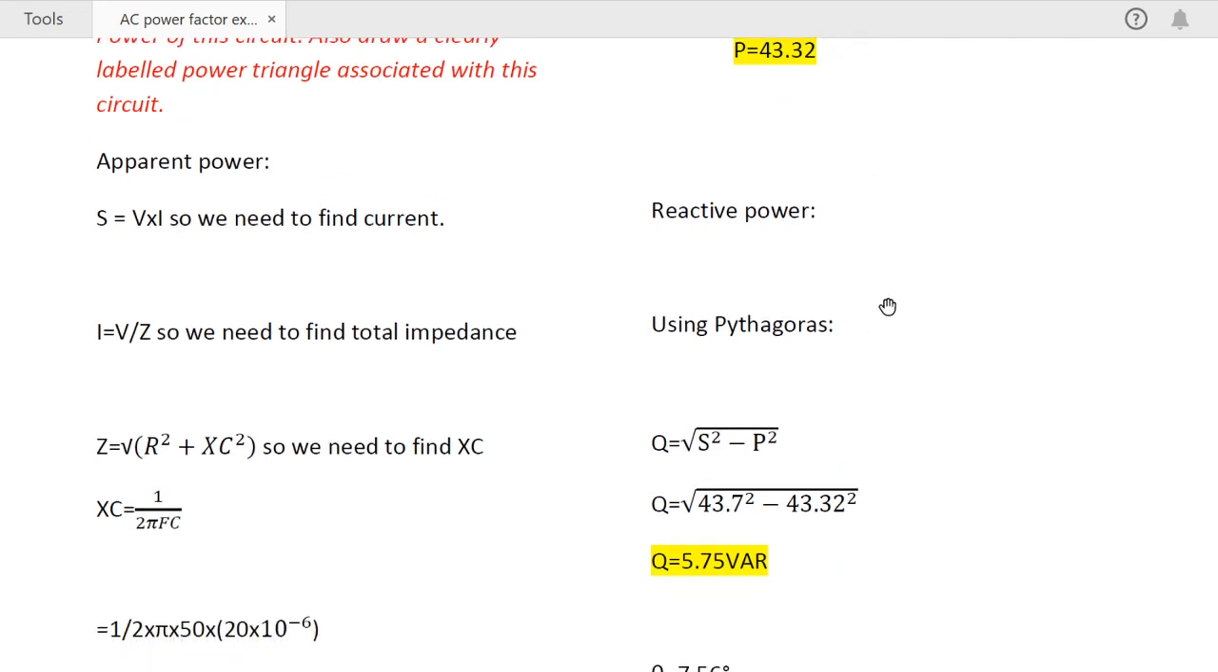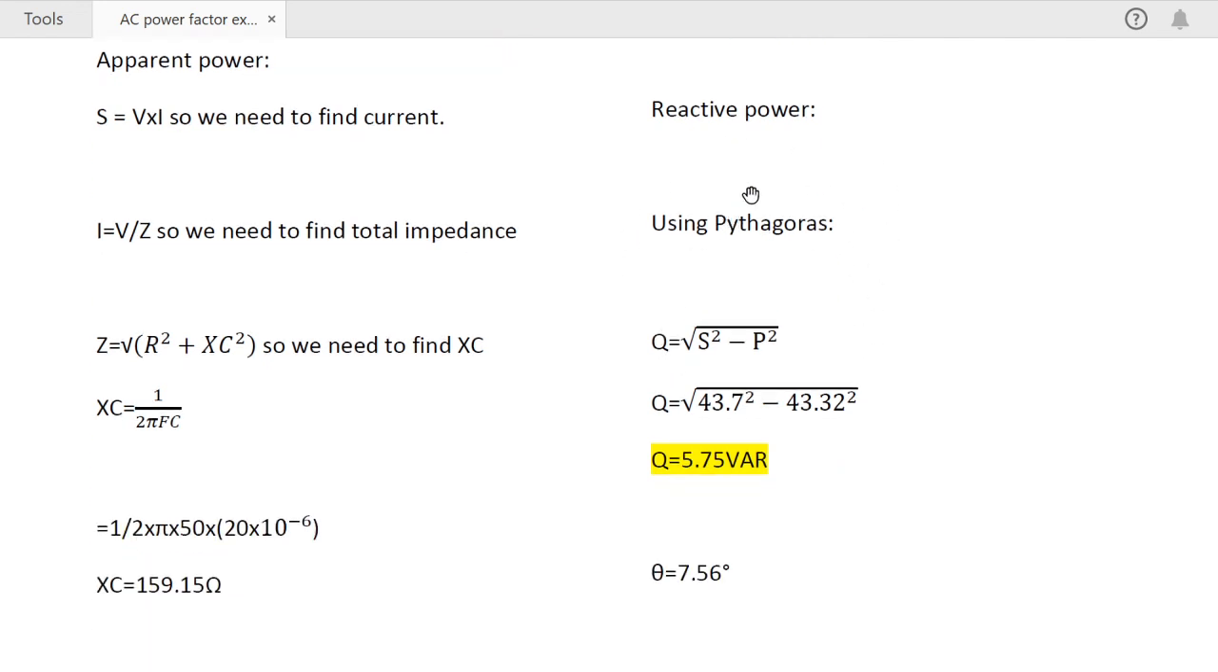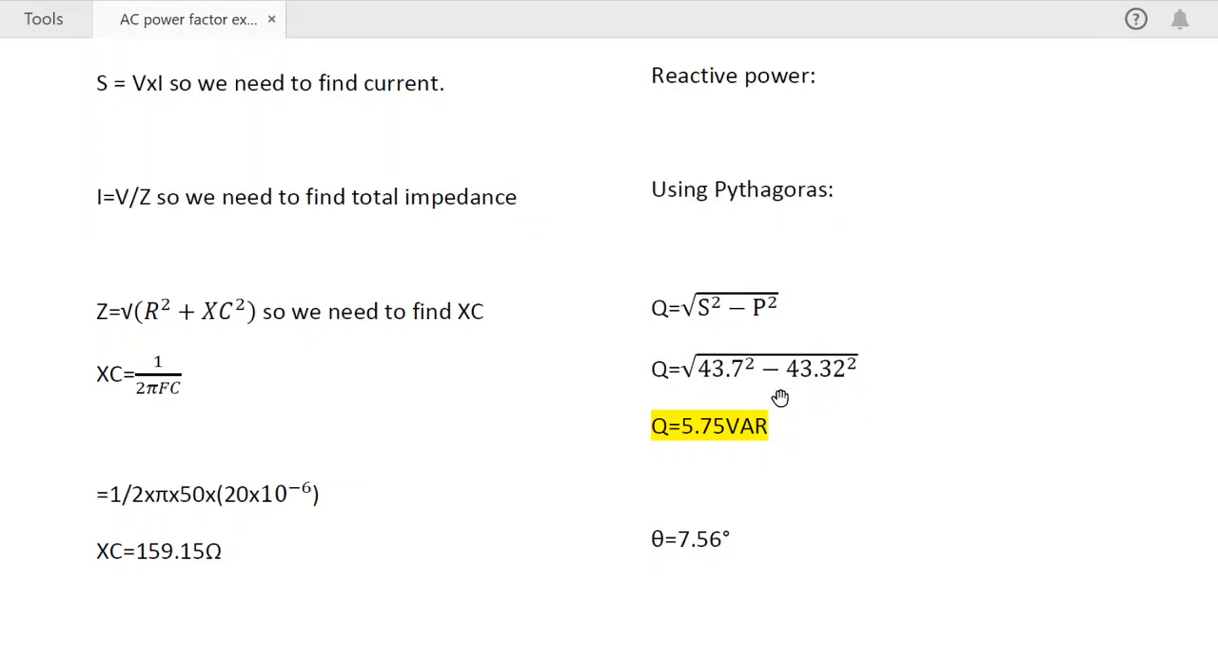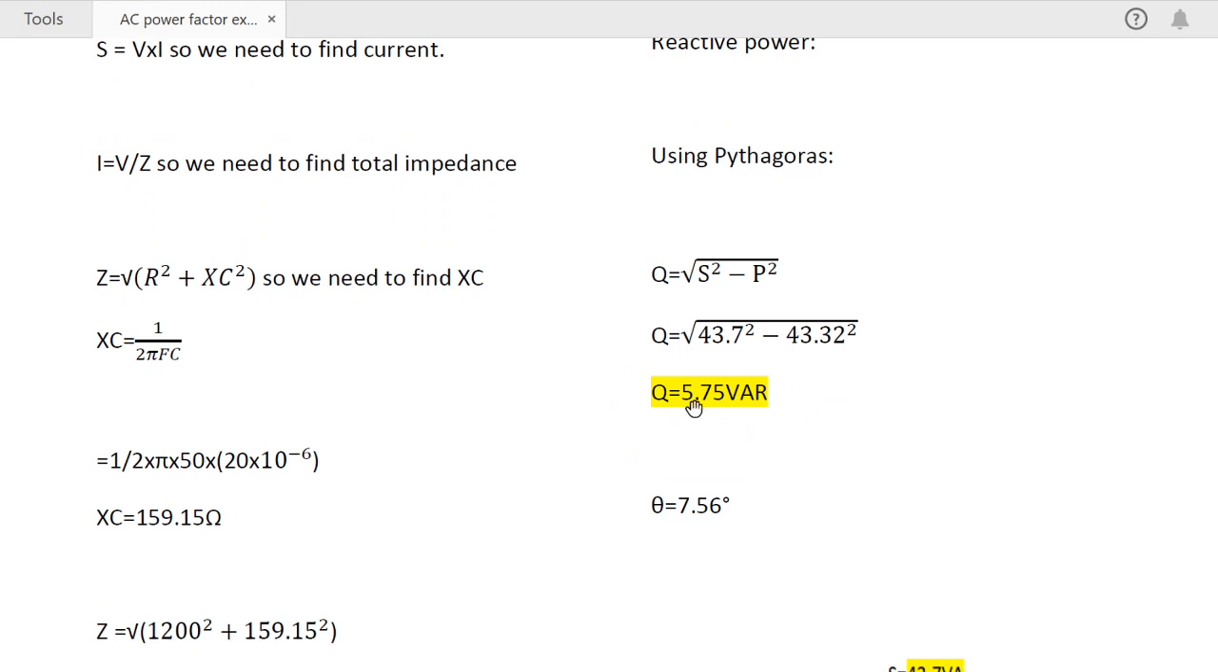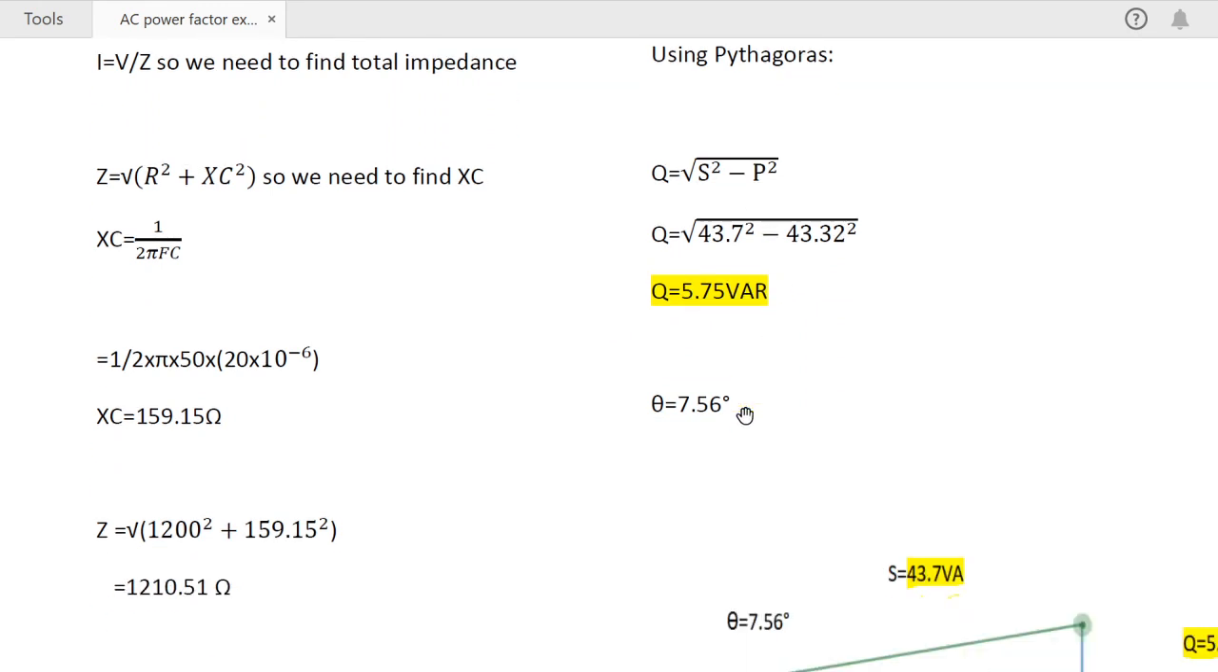So then working out the reactive power, the easiest way to do that will be using Pythagoras again. So Q equals the square root of S squared minus P squared. We substitute our values here that we've worked out for S and for P, and that gives us a result of 5.75 volt amps reactive, VAR.